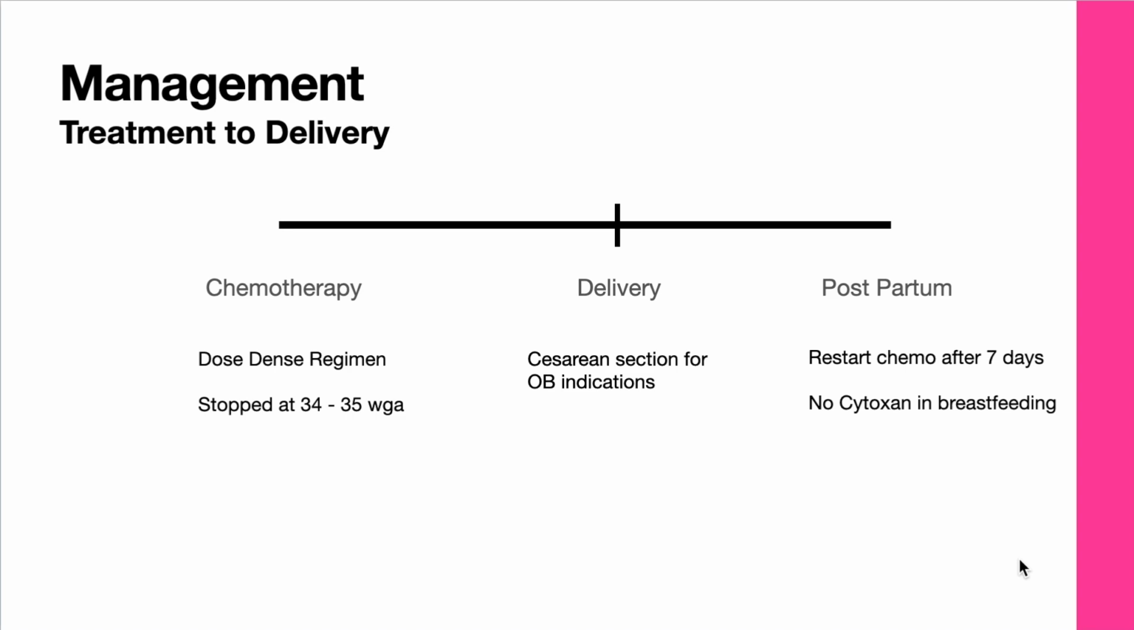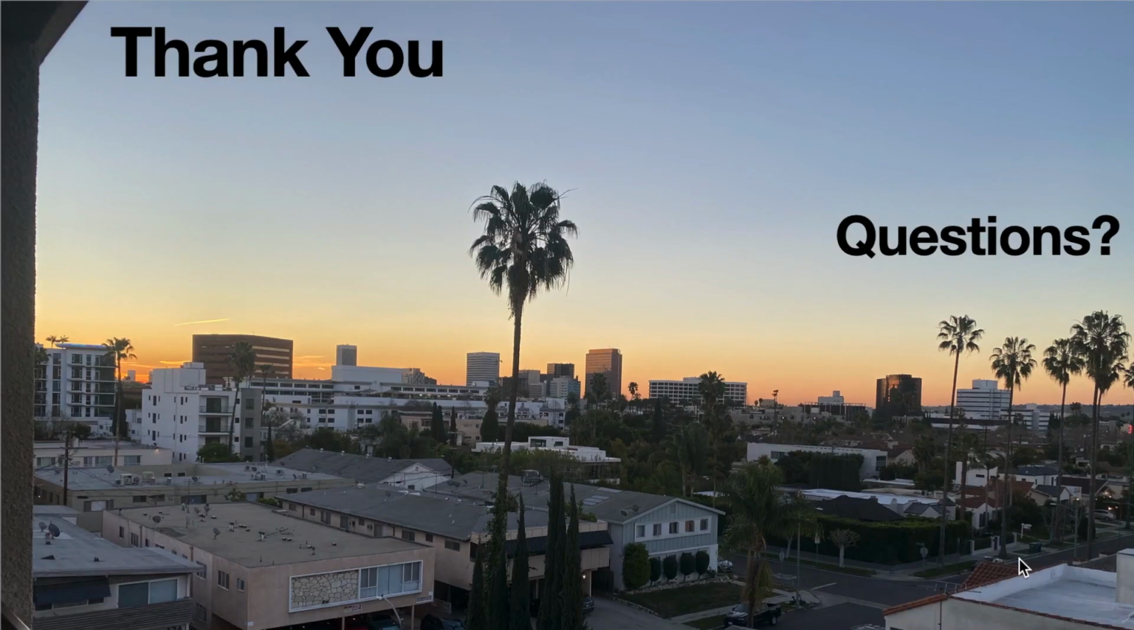The next thing as well is delivery. Cesarean sections are indicated only for OB reasons. There should not be a general cesarean mindset just because the patient has gestational breast cancer. And then in the postpartum period, we just restart chemo after 7 days, and reiterating that, Cytoxan should not be used during breastfeeding because it can pass into breast milk.